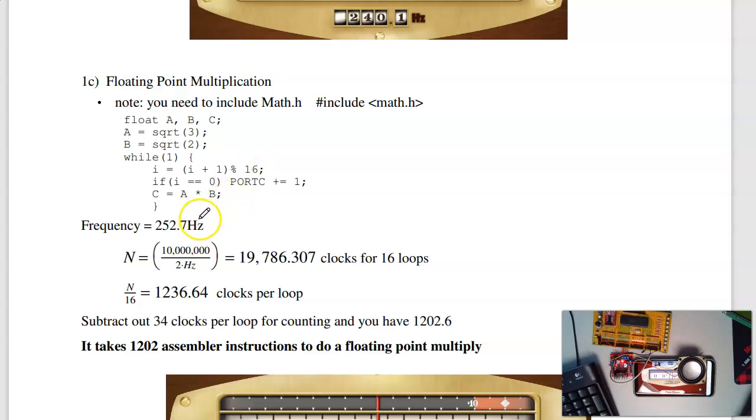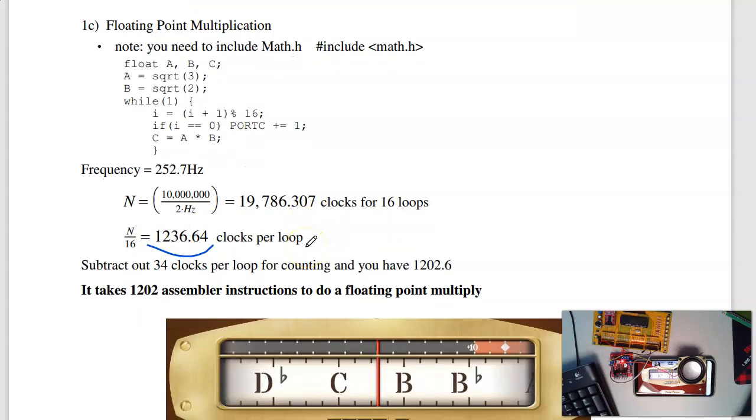I'm getting 252 hertz. Throw it in, 19,000 clocks for the whole thing, divided by 16, 1,236 clocks to do a floating point multiply. So basically we try to avoid floating point operations if you can, because they're really, really slow.